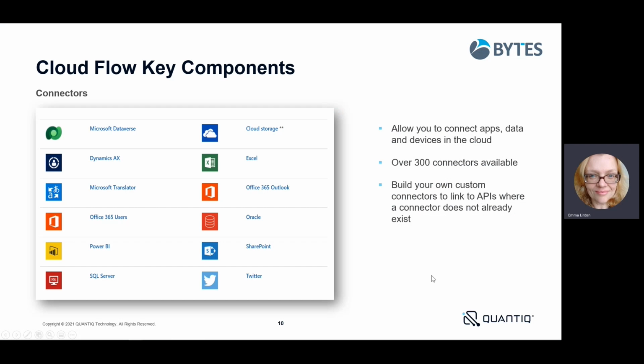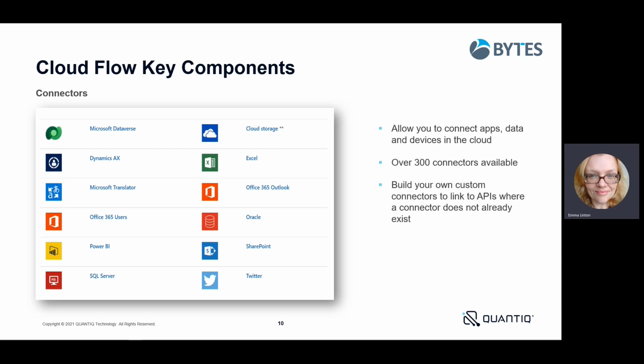So let's look at the key components of flows. The first thing, and we've already mentioned them a little bit, is connectors. Connectors allow you to connect apps and data and devices within the cloud. There are over 300 connectors available. I think this is now probably tipping 400 connectors. They're being added all the time as different companies decide that they want to hook into Power Platform.